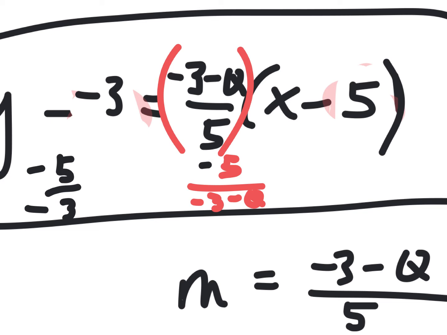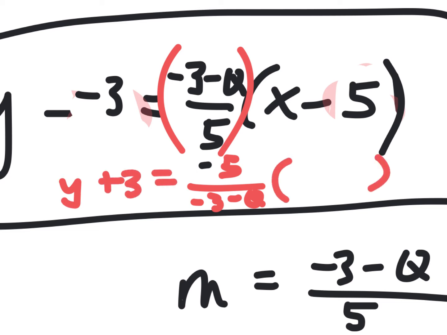you've got it. All right, so that is the slope, and then the rest of it can be absolutely the same. y plus 3 equals, notice I changed the two negatives to a positive, x minus 5. There's an equation that is perpendicular to the other one and goes through the same point.